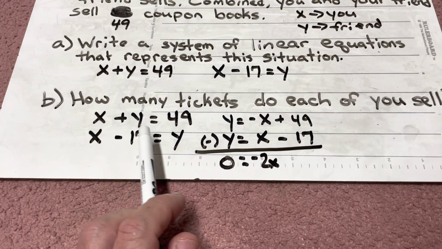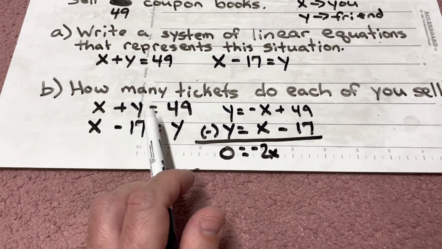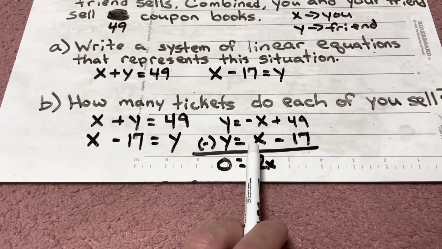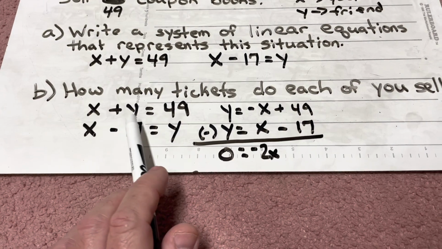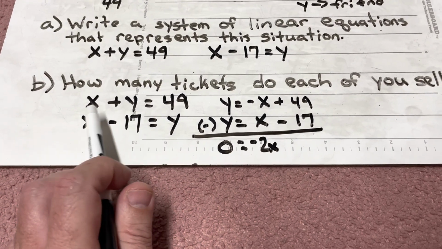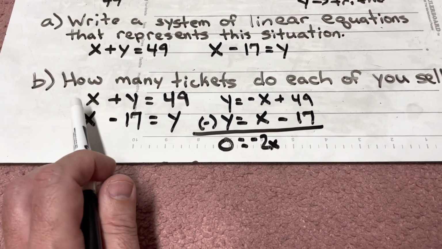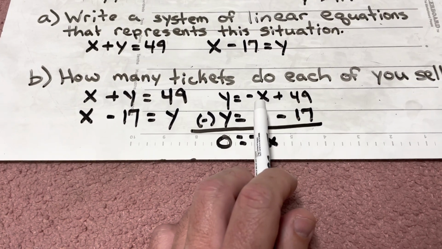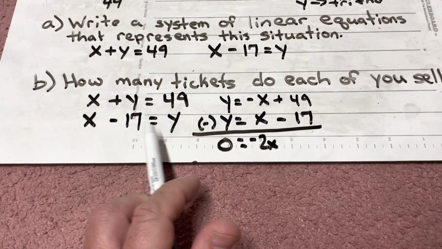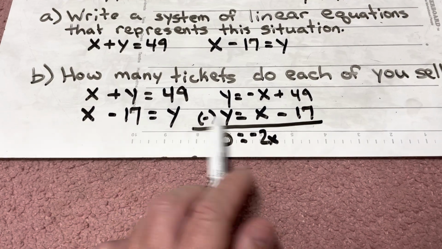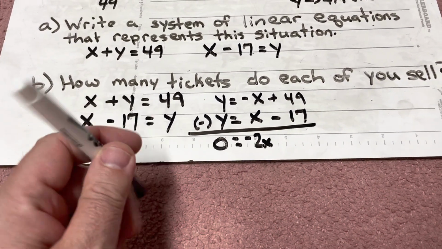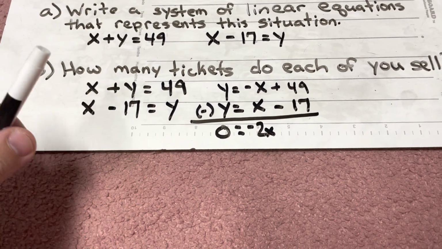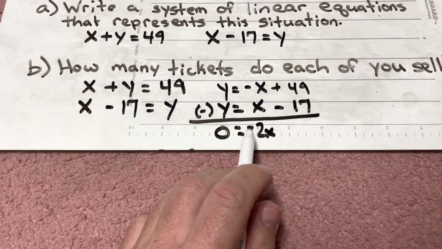Well, first of all, you've got to get everything lined up. So to set it up the way that we did consistently in the first part, we have y equals negative x plus 49 because we subtracted x from both sides. Okay, and there was nothing here, so it's negative x plus 49. Y equals x minus 17. We just flip that around, so we subtract to make 0. Negative x minus x equals negative 2x.